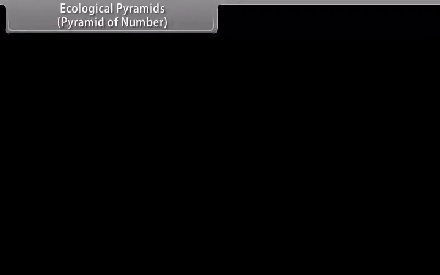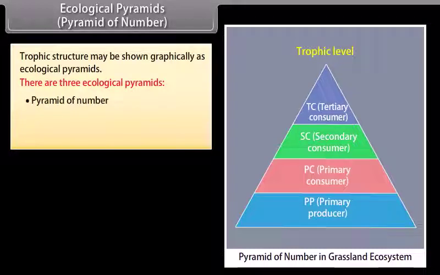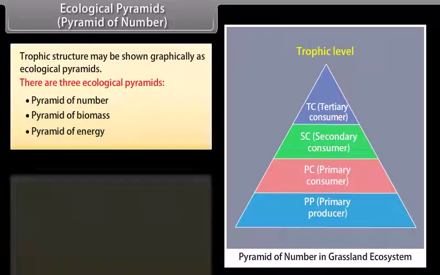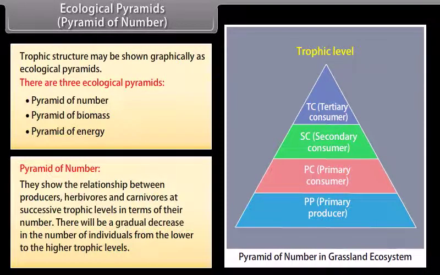Ecological pyramids, pyramid of number. Trophic structure may be shown graphically as ecological pyramids. There are three ecological pyramids: pyramid of number, pyramid of biomass, pyramid of energy. Pyramid of number: they show the relationship between producers, herbivores, and carnivores at successive trophic levels in terms of their number. There will be a gradual decrease in the number of individuals from the lower to the higher trophic levels.